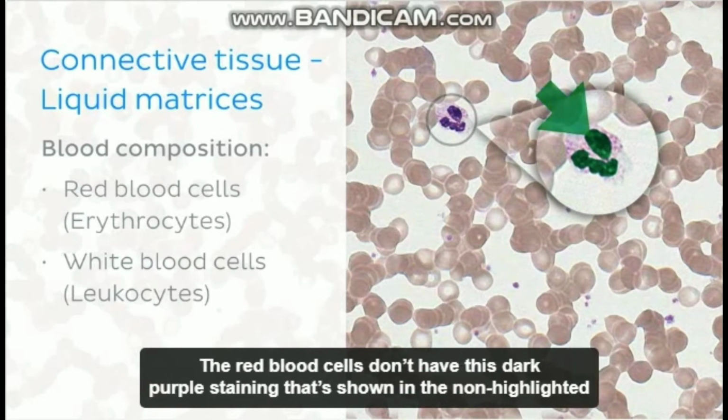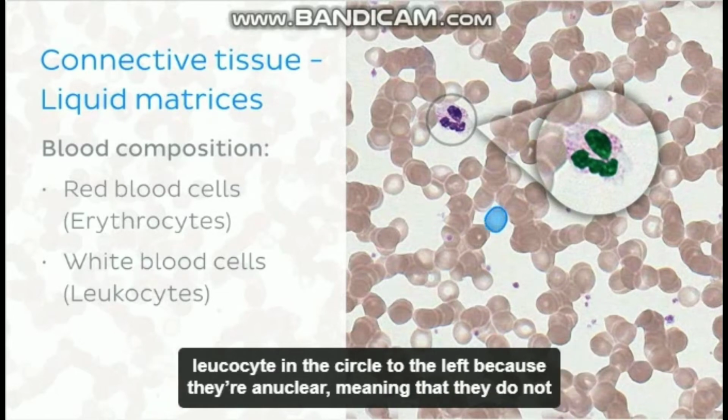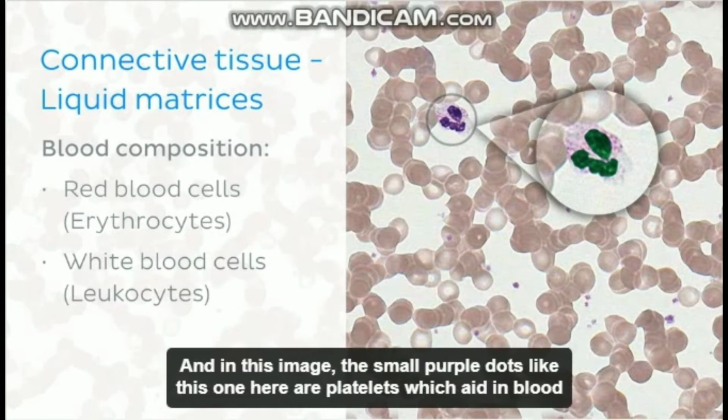The red blood cells don't have this dark purple staining that's shown in the non-highlighted leukocyte in the circle to the left because they're anuclear, meaning that they do not possess a nucleus. And in this image, the small purple dots, like this one here, are platelets, which aid in blood clot formation.